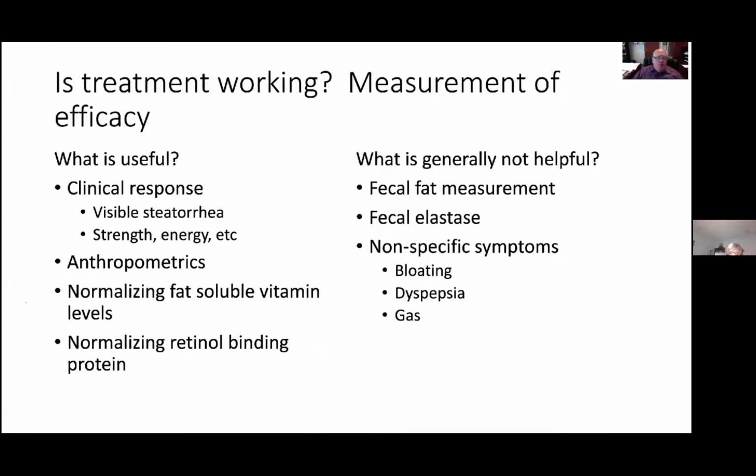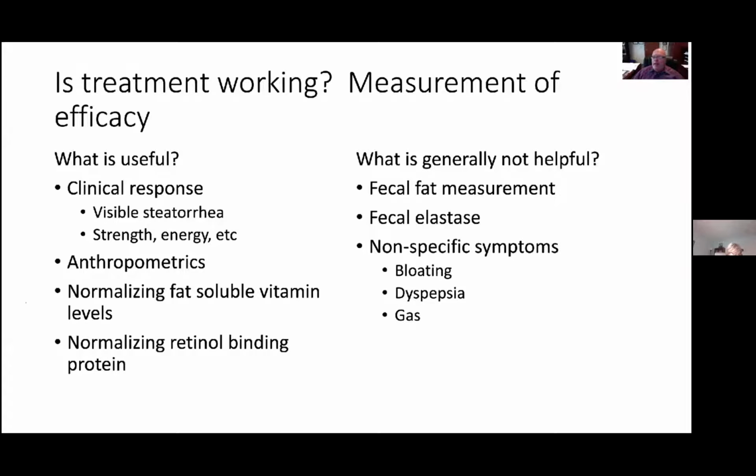So you start treatment, you think you're on the right dose. Is it working? How do you tell if it's working? Well, there are some things that I find useful. And certainly the clinical response is the most useful. Is the steatorrhea gone? Is their strength and energy improving? Are their anthropometrics or grip strength improving? Or are their fat-soluble vitamin levels normalized? Is their retinol binding protein normalized?